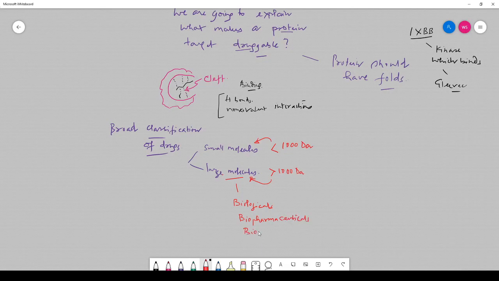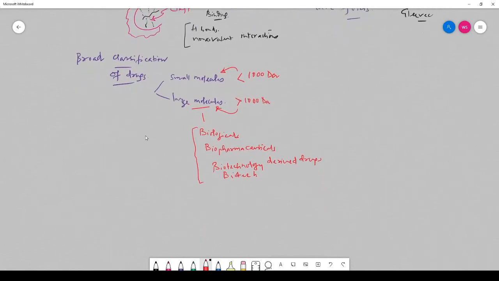They are also called biotechnology derived drugs. The companies which produce small molecules are called pharmaceutical companies, also called pharma companies. The companies that produce biologicals are called biotech companies.